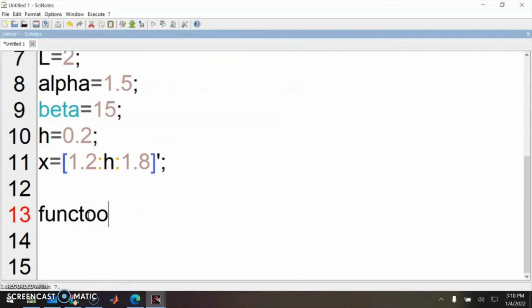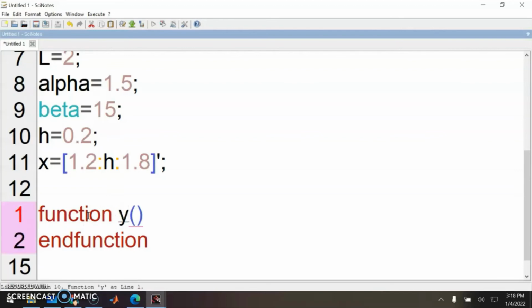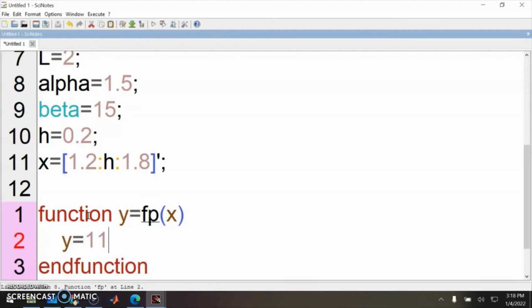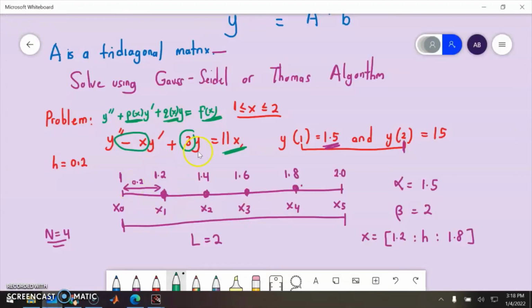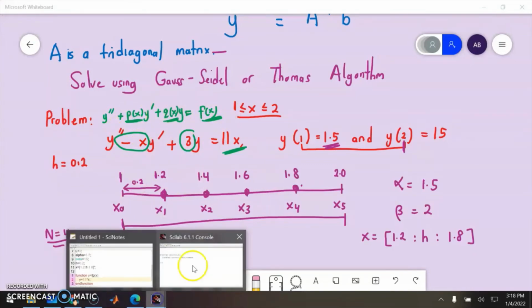First I have a function involving f(x), which is y equals to, let's call it fp(x), and y equals to 11 times x. That's my function f here. Now I need to create the p and q functions.